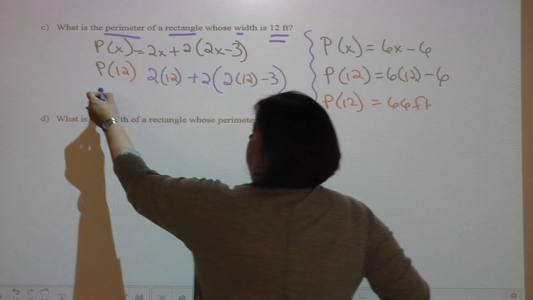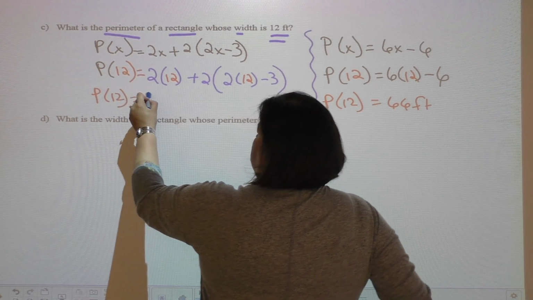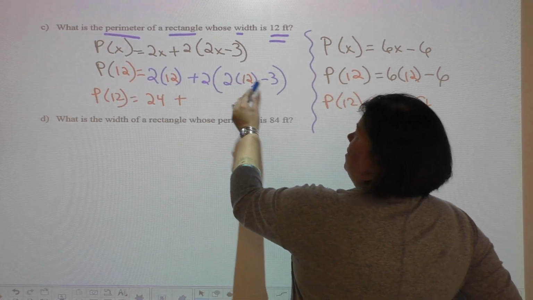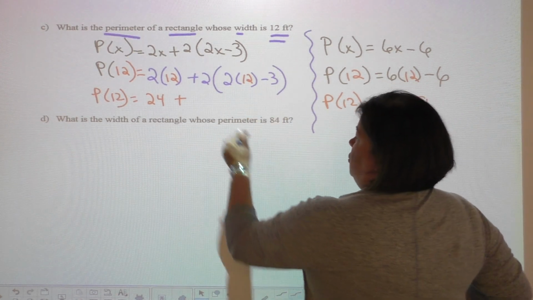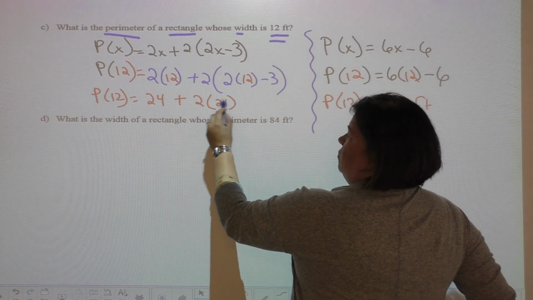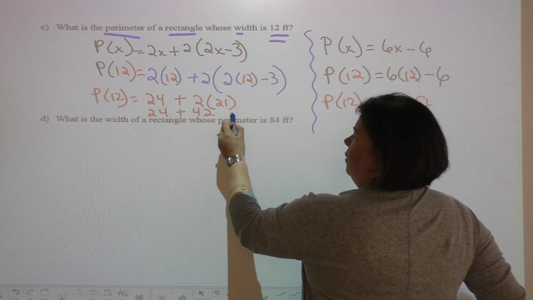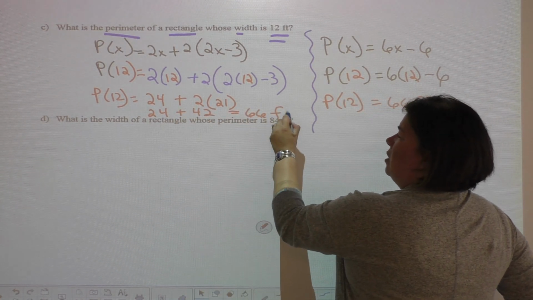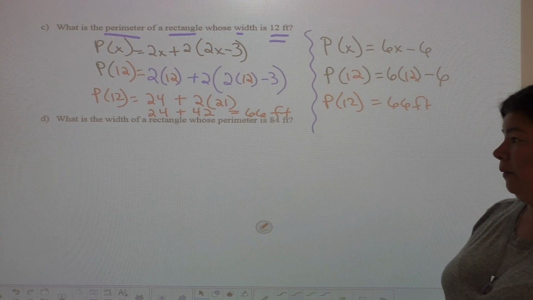The other thing, if you want to evaluate this and simplify it, you're going to get 24 plus, you do what's in the innermost parentheses first. So 2 times 12 minus 3 is 21. So 2 times 21 is 42. And 42 plus 24 is 66. So either way you do this, you're still going to get 66 feet.